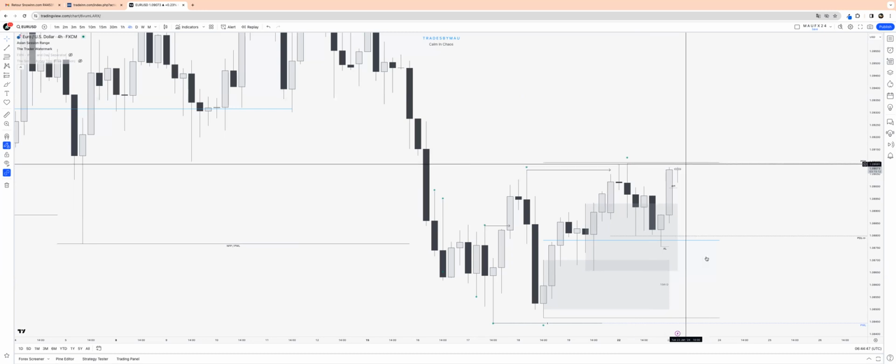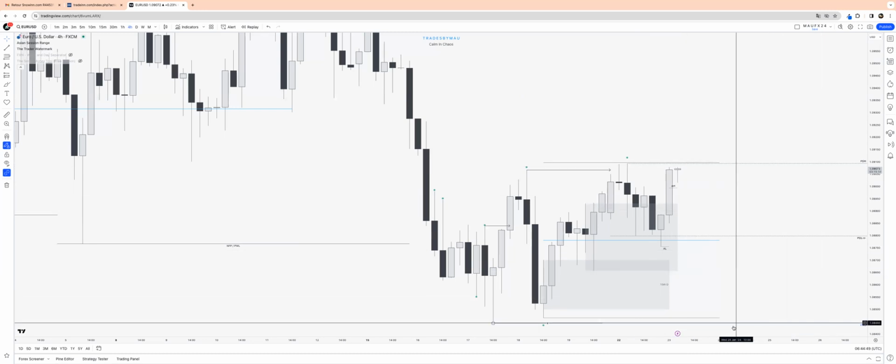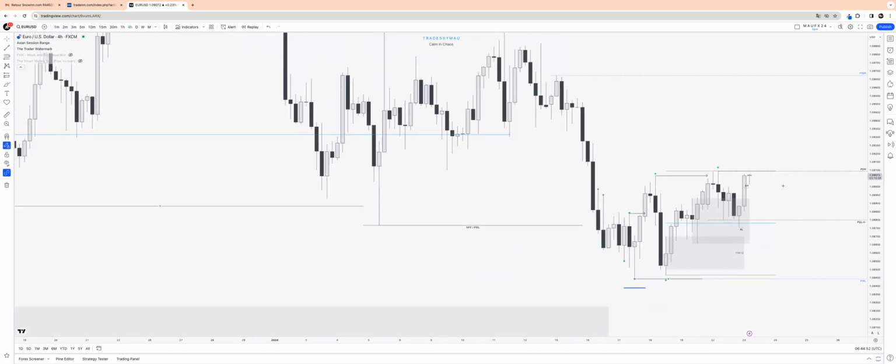We got now previous daily highs above. I would be looking for shorts maybe from above here, or I would wait for the new range to be formed and then look for longs from the discount in that area.